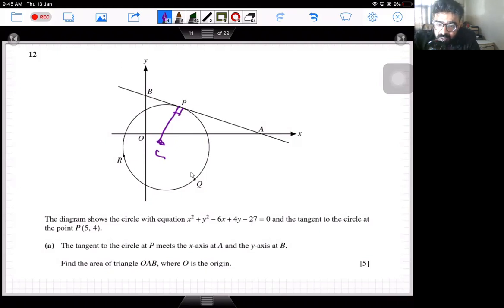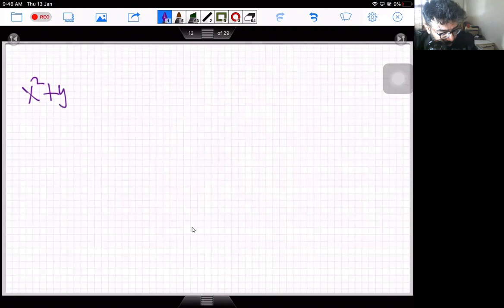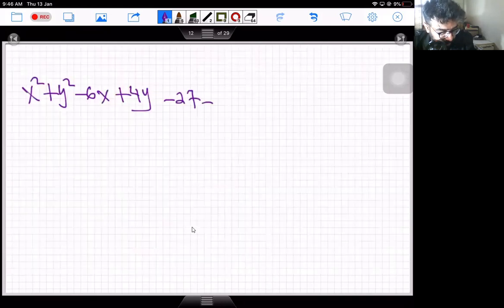And for that purpose, you have an expanded form of the equation of the circle. Now what I'm going to do is convert this expanded form into a completing square form, which you can say is the standard form (x − a)² + (y − b)² = r², where (a, b) is the center of the circle and r refers to the radius. So x² + y² − 6x + 4y − 27 = 0.